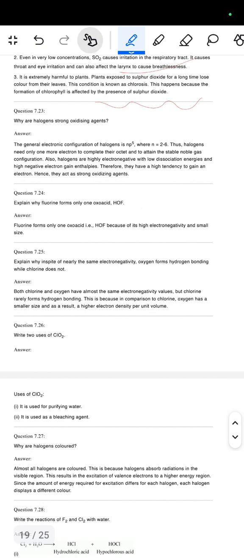The next question: why are halogens strong oxidizing agents? The general electronic configuration of halogens is ns2 np5, where n is 2 to 6. Thus the halogen needs only one more electron to complete the octet and attain the stable noble gas configuration. Also, halogens are highly electronegative with low dissociation energy and high negative electron gain enthalpy. Therefore, they have a high tendency to gain an electron, hence they act as strong oxidizing agents.